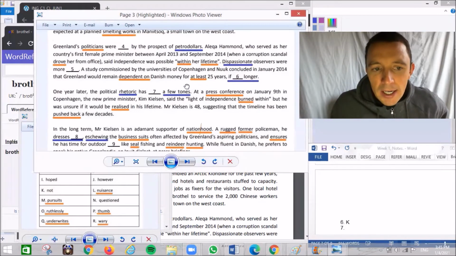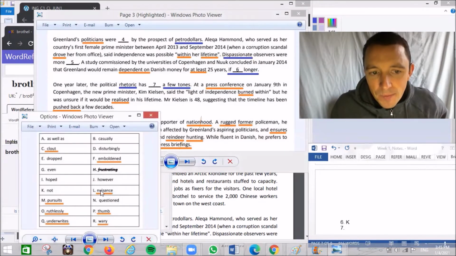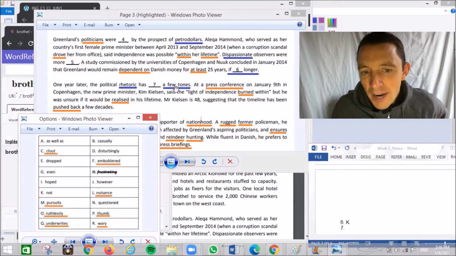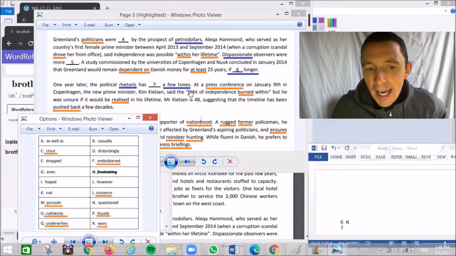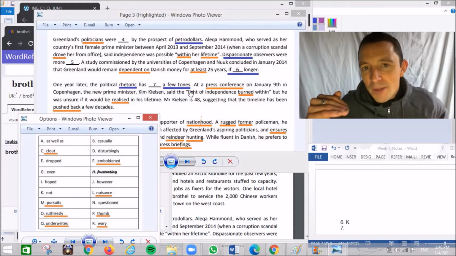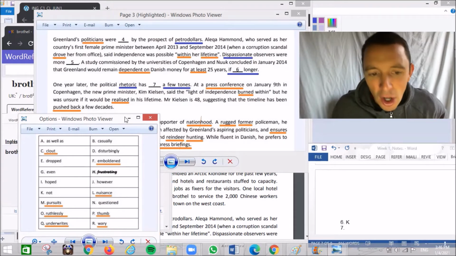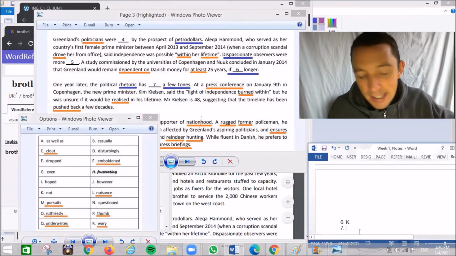Okay. The next paragraph, 1 year later, the political rhetoric, that's like the speaking, the discorso, the speech, the discourse, has something a few tones. So the key here is tone in relation to sound and music. Normally we would say lower the tone. If you lower the tone, it's like lower the intensity. But the political rhetoric has maybe increased or lowered. So something similar to increased or lowered. And probably here, dropped. I think E is definitely the best context. So it has dropped a few tones, like lowered.